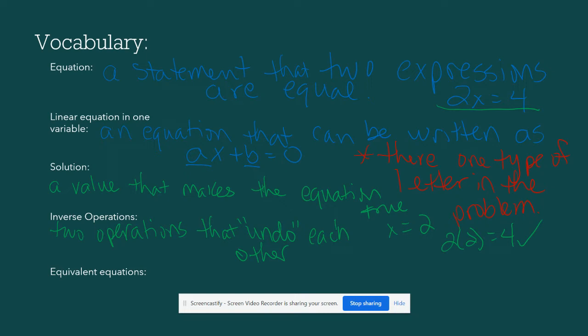And then last but not least, equivalent equations are equations that have the same solution. So 2x equals 4 and 3x plus 2 is equal to 8. Both have a solution of x is equal to 2. And we'll talk more on equivalent equations when we get into class.